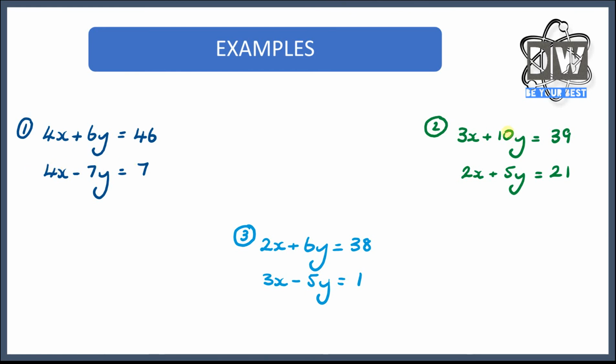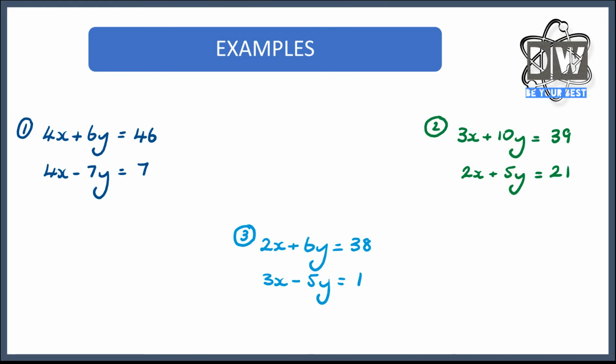On the second one, we can see here we don't have twins. We've got twins here, but we don't have twins over here. So we have to create those twins by timesing this whole equation by 2, which will give us twins then, because on those ones we'll have 10y.